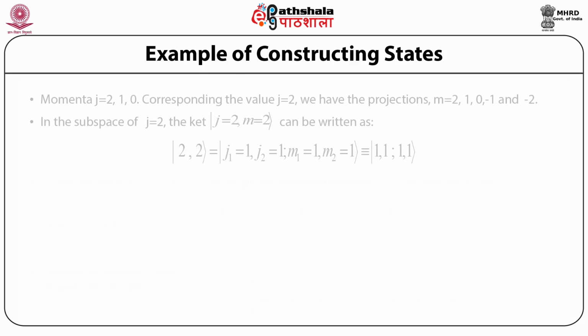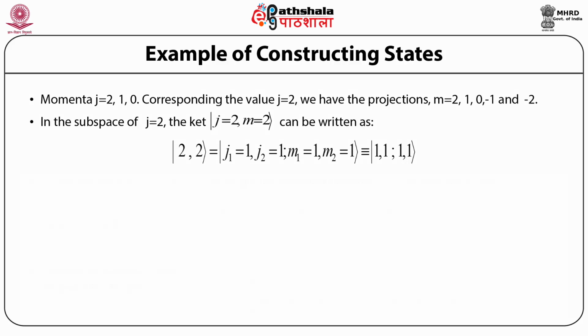Now, corresponding to the value of J equal to 2, the possible values that m can take, or the projections that this angular momentum vector can take, are m equal to 2, 1, 0, minus 1 and minus 2. That means m can take 5 values, which can also be obtained from the relation 2J plus 1. So if J is equal to 2, twice 2 gives us 4 plus 1, which is 5. So m can take 5 different values, given here as 2, 1, 0, minus 1 and minus 2.